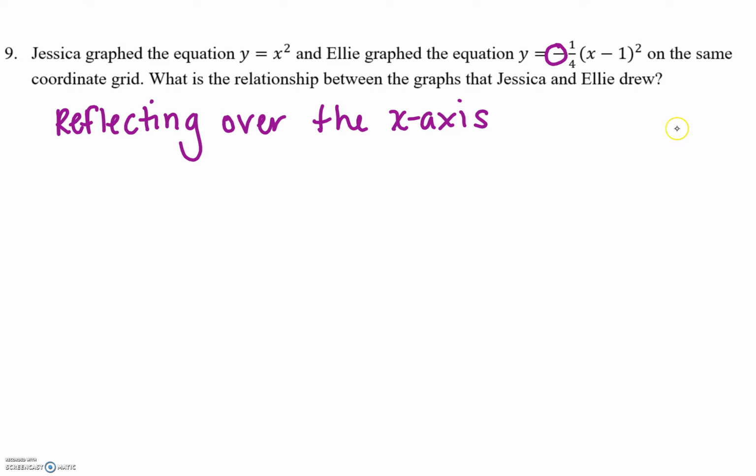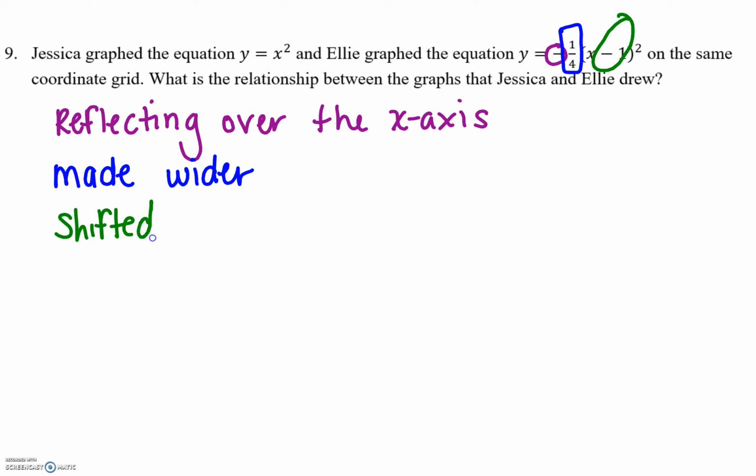And again, if you are unsure, type this into the calculator and it's going to show you how it was reflected, whether it was over the x or the y. This 1/4 right here means our quadratic was made wider, so it became wider. And then this negative 1 inside represents that it was shifted right.